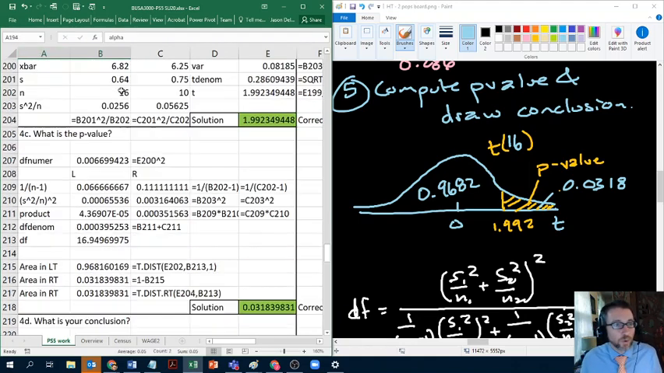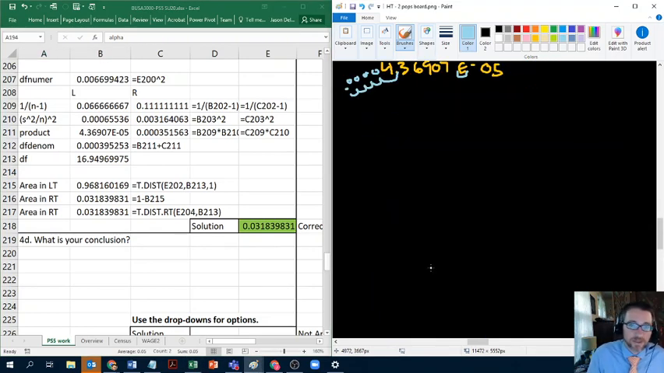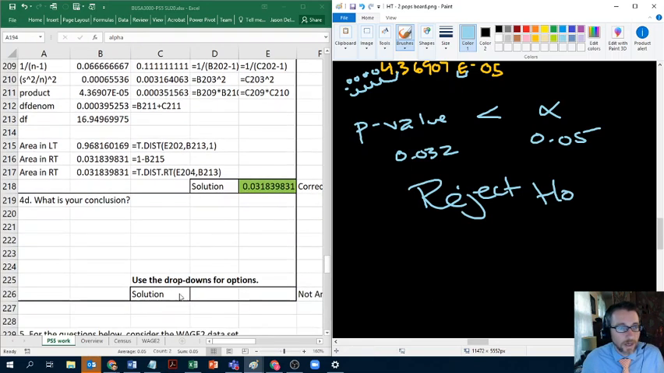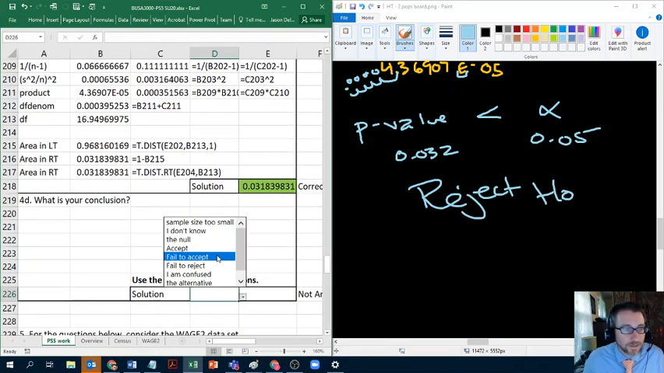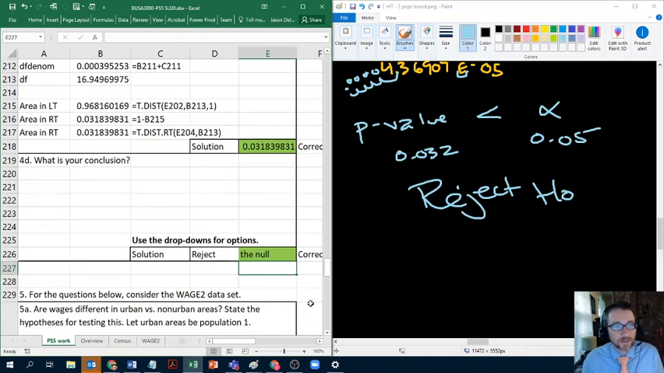So if alpha is 0.05, and we said there's a 3% chance that you would see samples like this, what we can now say is that the p-value, which is 0.032, is less than alpha, which is 0.05. And if that's the case, then we reject the null and accept the alternative. I'm going to go down here. Got some drop boxes. Reject. And then the thing I'm rejecting is the null. And there it is. We're correct.